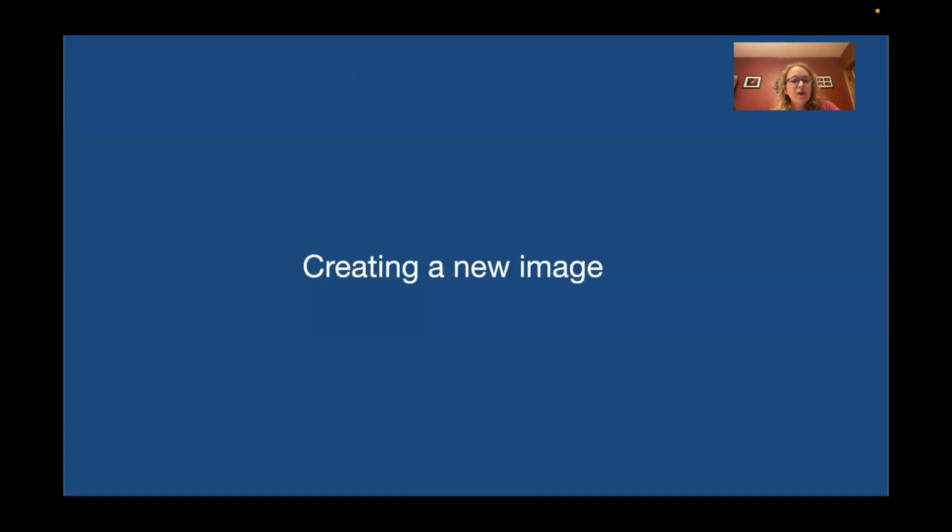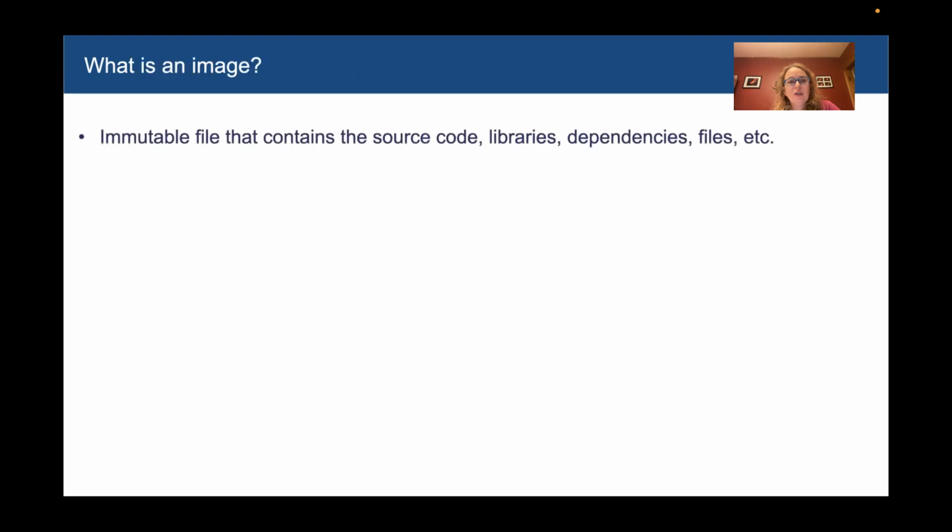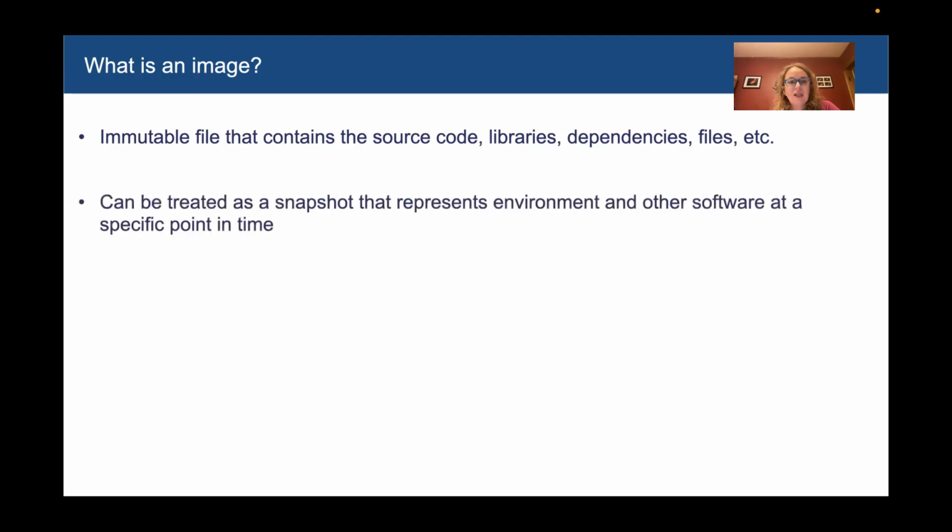Just very quickly, because I was using the word image multiple times, I want to say briefly what an image is. It is basically an immutable file that contains the source code, libraries, dependencies, files, etc. It can be treated as a kind of snapshot that represents the environment and other software at a very specific time. That's what we call the image.